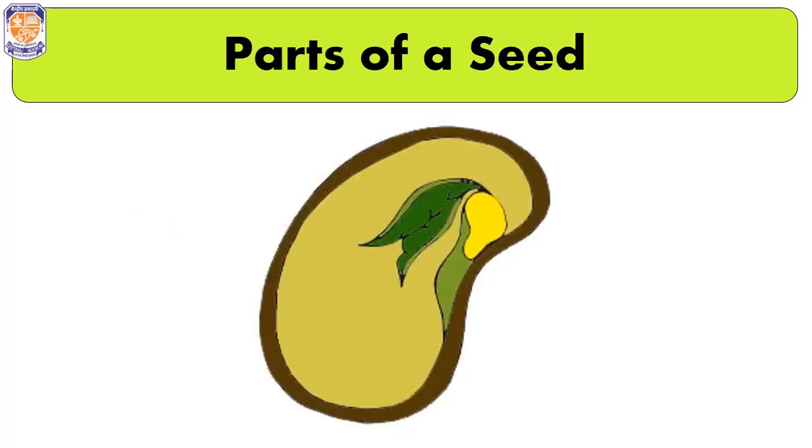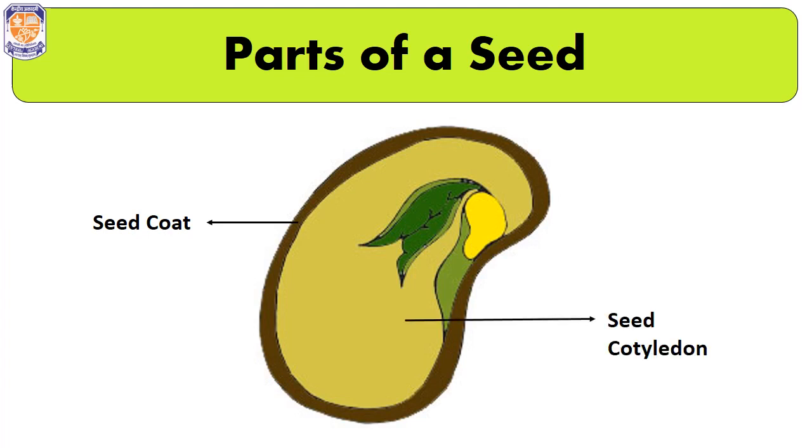And the last topic for today is the parts of a seed. All the seeds are covered by a cover which is known as the seed coat. This provides protection to the content that is present inside the seed. Then the content that is present inside the seed is known as the seed cotyledon. In some seeds you have one cotyledon, while in other seeds you have two cotyledons. For example, in gram, chana, and kidney beans, you can see two cotyledons. You can split it into two parts. But in the case of a wheat seed or a rice seed, you have only one cotyledon.